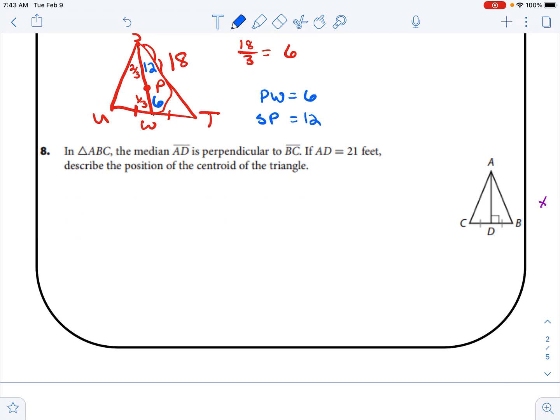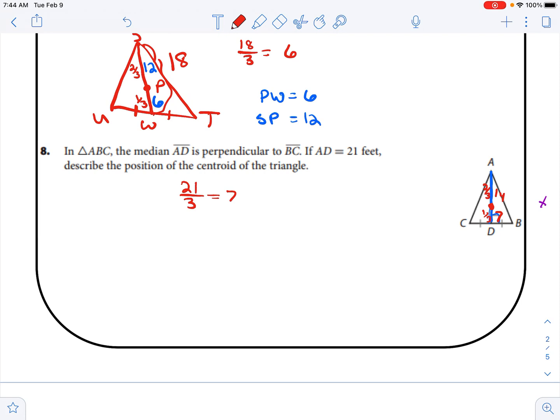Lastly, we have triangle ABC, and the median A to D, so this is my median right here, is perpendicular, so we have this 90-degree angle here, to BC. If AD, this entire line, is 21 feet, describe the position of the centroid. Once again, the centroid would be somewhere like here. We don't know exactly where, but we can estimate if I look at it. This side right here is 2/3 and this is 1/3. It says just describe its position. So I'm going to take 21, divide it by 3, and that is 7. So this side is 7. I double that, and this side's 14.